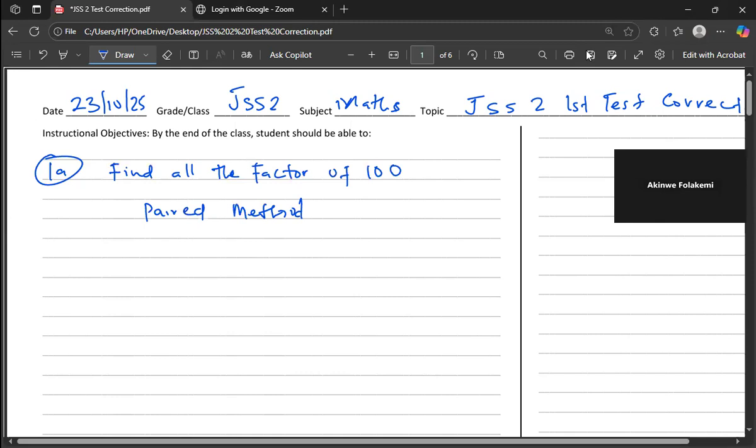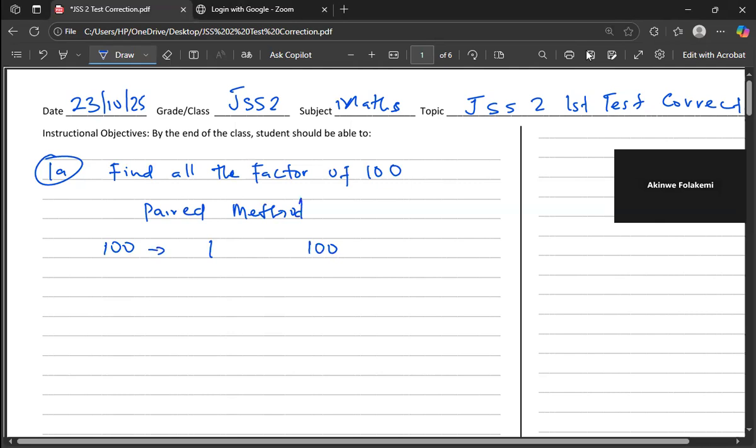I make use of the numbers 1, 2, 3, 4, 5, 6, 7, 8, in that series. Since I'm looking for the factors of 100, I start with 1. 1 will go in every number, isn't it? So how many times does 1 go in 100? 100 times. That's good.